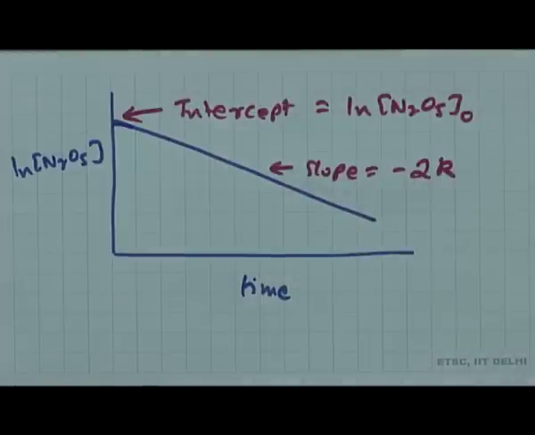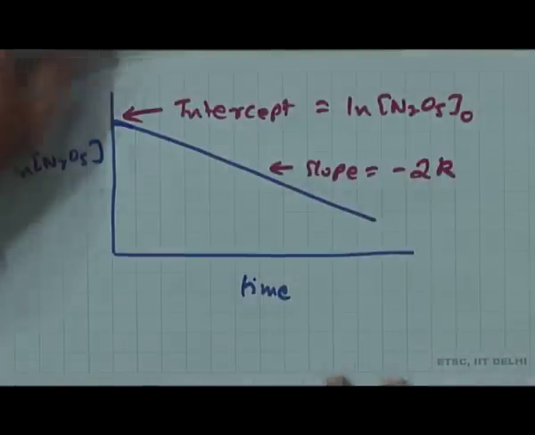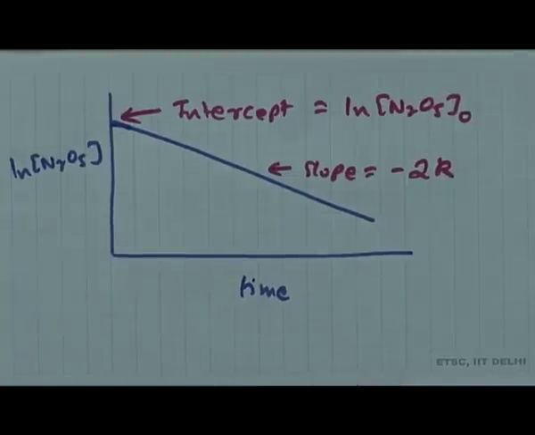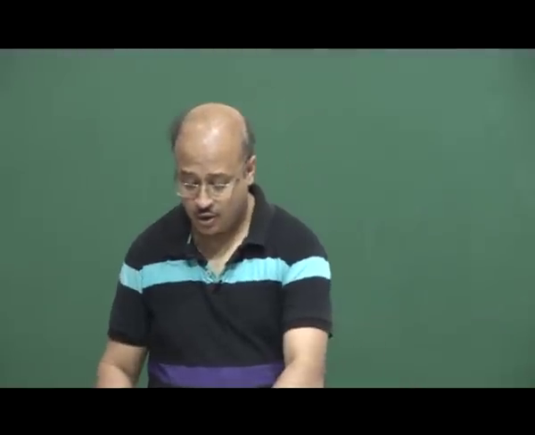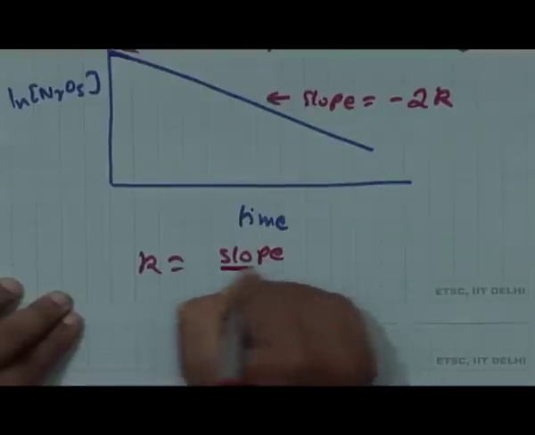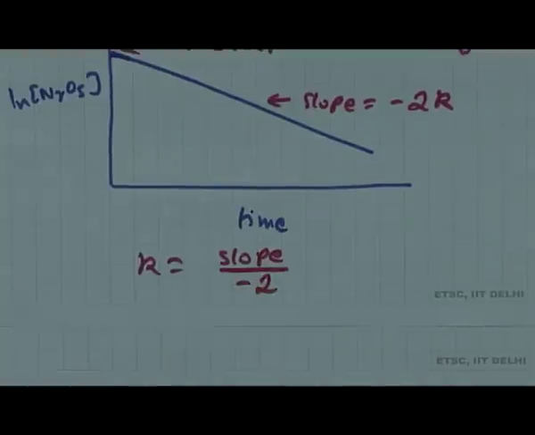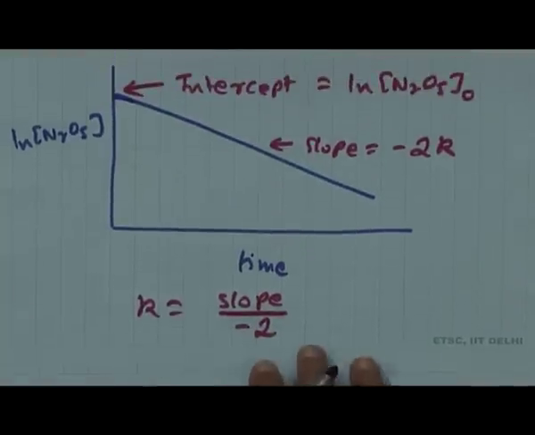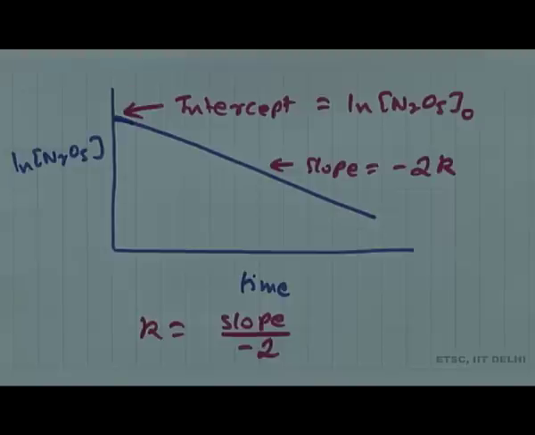Stoichiometry is important. So where did it appear? It appeared when you were trying to calculate the slope. If slope is equal to minus 2K, then K is equal to slope over minus 2. So this is how the reaction stoichiometry is taken care of.